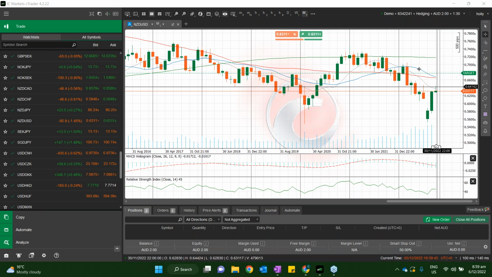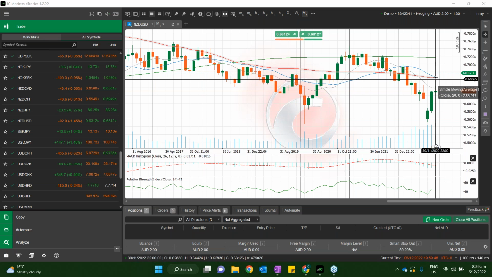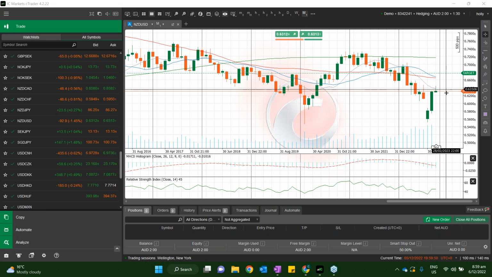In the case of a downtrend, obviously in the case of an uptrend, it's the opposite. So that's sort of where you want to enter.